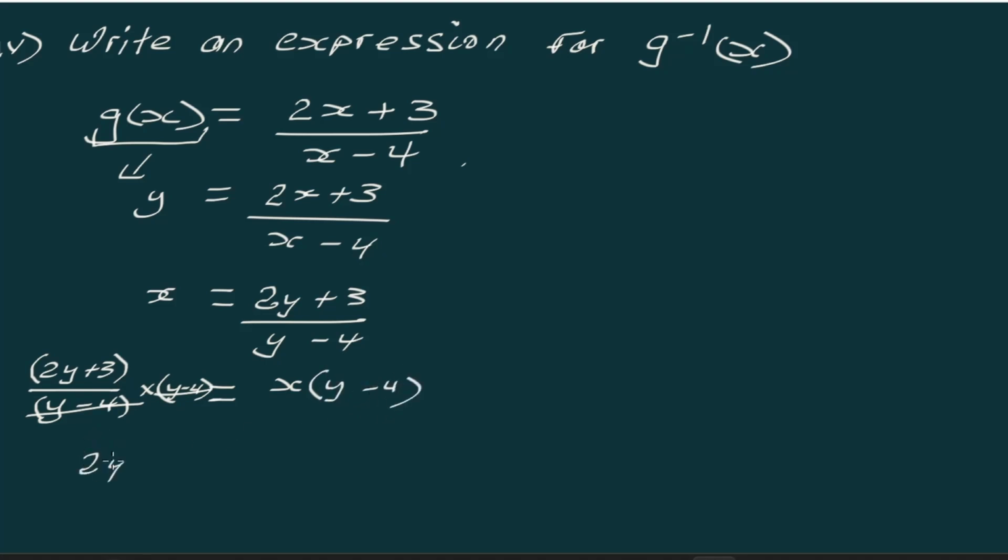So now I have 2y plus 3 equal xy minus 4x. Now the goal here is to make y the subject of the formula. So I'm going to get all the y's on one side of the equation. But before I can do that, I'm going to get rid of the 3. So I'm going to minus 3 on both sides. Again, the inverse of something will remove that. So I'm going to minus 3 on this side also. So now I have 2y equals xy minus 4x minus 3.